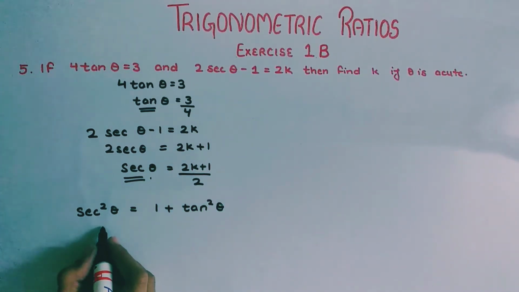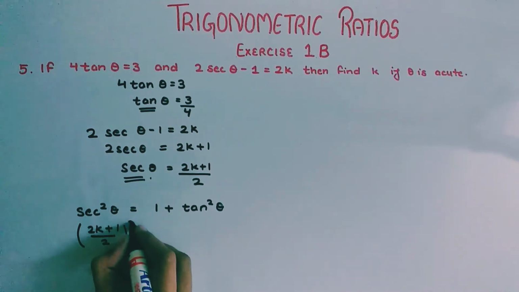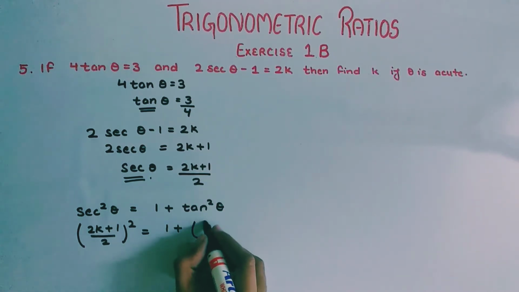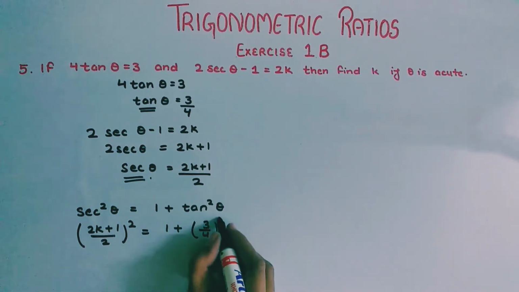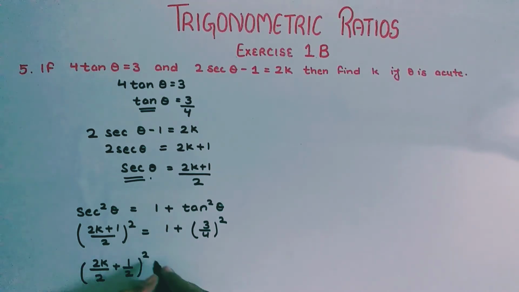We have value of secant, that is (2k plus 1) divided by 2 whole square, that is equal to 1 plus value of tan theta, 3 divided by 4, the whole square. We will solve the inner bracket. We will simplify this: (2k plus 1) divided by 2 whole square is equal to 1 plus 3 square, 9, and 4 square, that is 16.